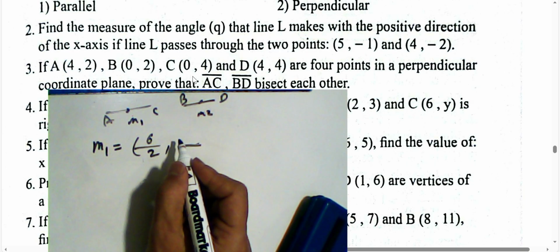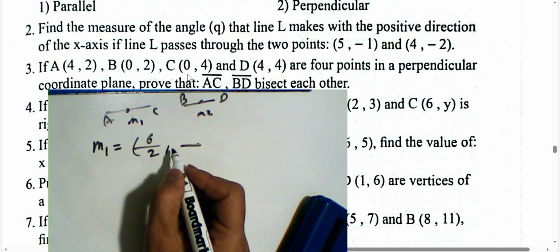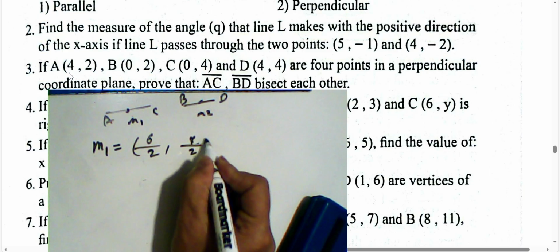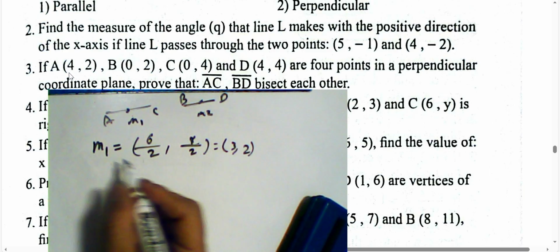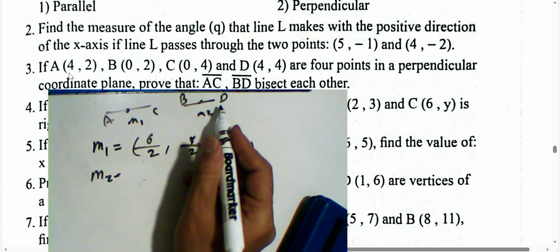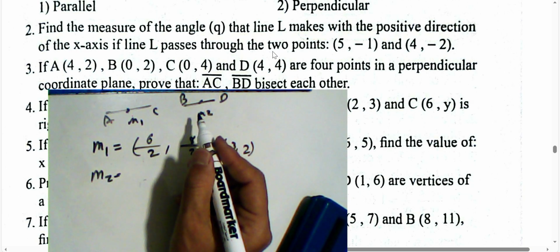4 plus 2, 6. 6 divided by 2. And 0 plus 4, 4 divided by 2. Then the answer will be 3 and 2. And M2 lies between B and D.